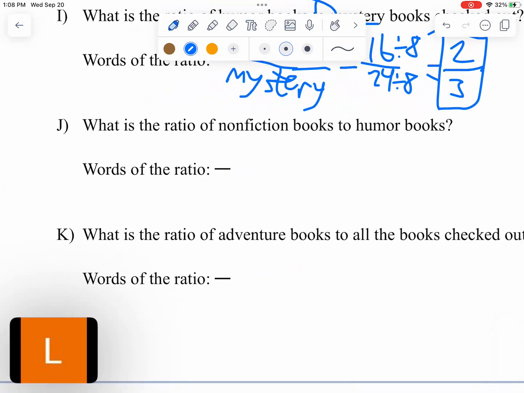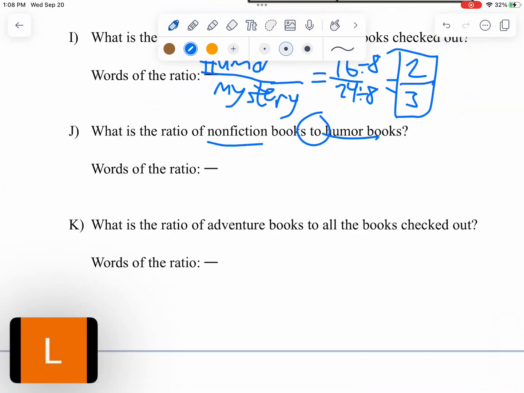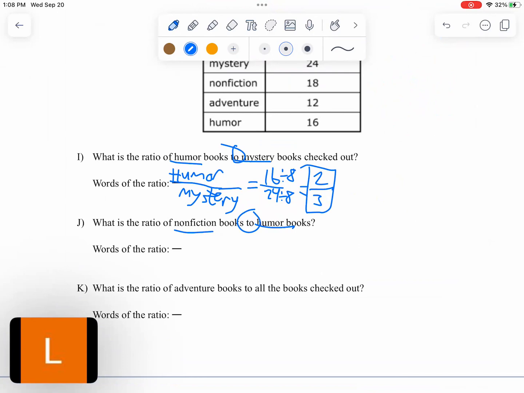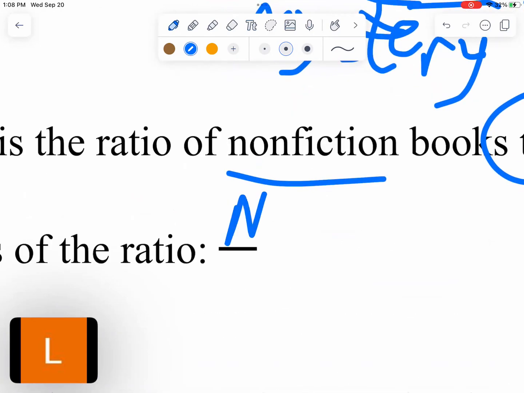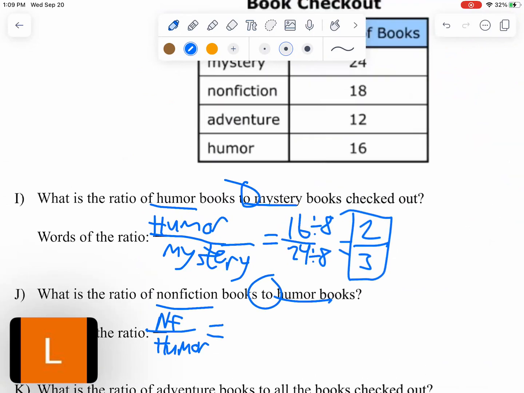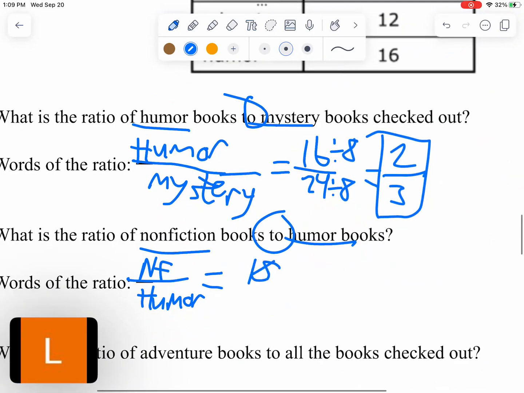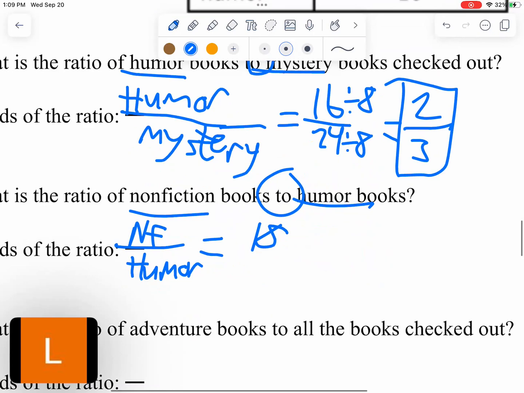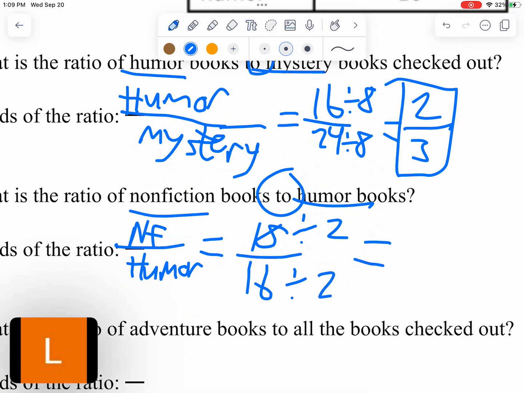All right. A ratio of nonfiction books to humor. So it'd be nonfiction over humor. So 18. Humor is 16. All right. Common factor here is just 2. So that's going to give us a ratio of 9 nonfiction books for every 8 humor books. Okay.